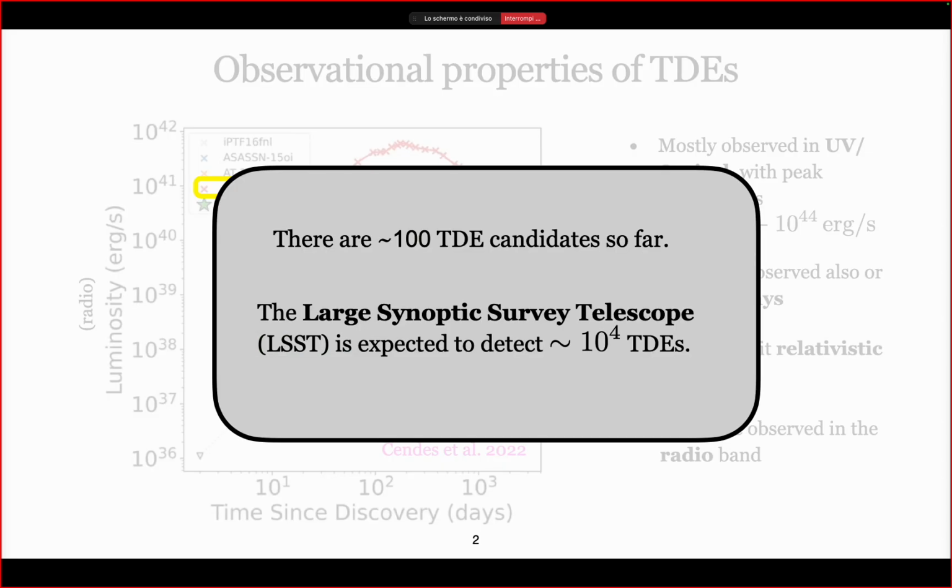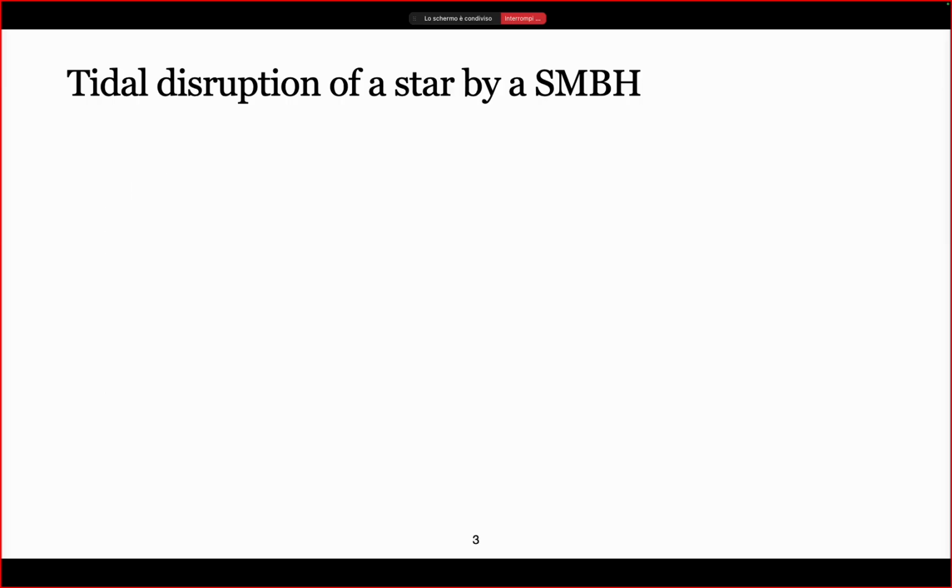And we have seen roughly 100 of these events so far. And with the upcoming survey LSST, this number is going to grow by roughly 2 orders of magnitude. However, to be able to use these observations to constrain the properties of black holes and the properties of the TD, we need a robust theoretical model for these events. And so now I will try to talk a bit more in detail about what we know about TDs from a theoretical point of view.